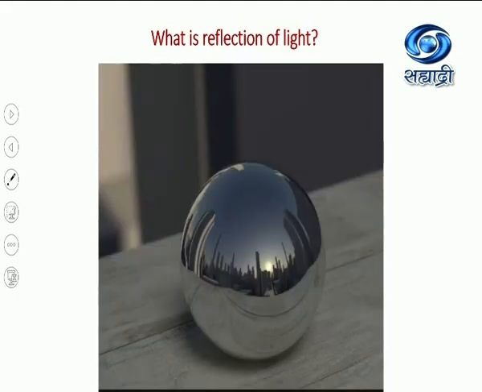When light rays fall on an opaque and shiny surface, their direction changes and they turn back in the same medium. It is called reflection of light. Shiny surfaces are like stainless steel, mirrors, etc.